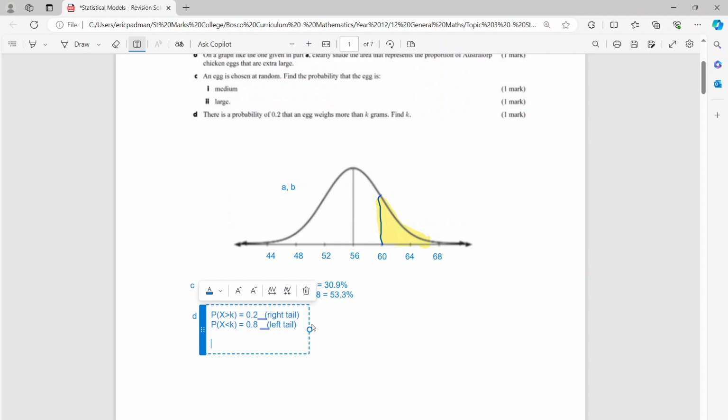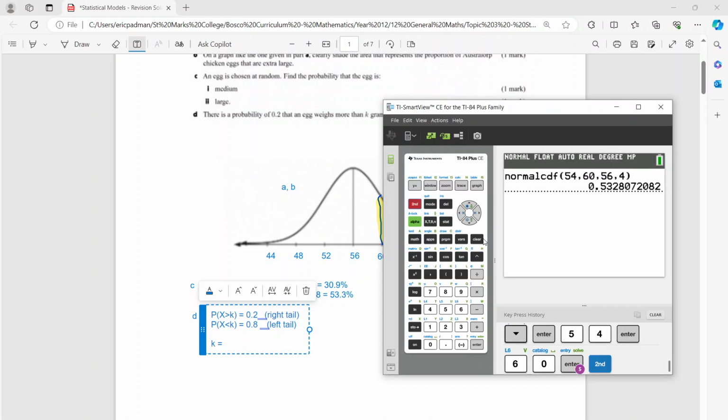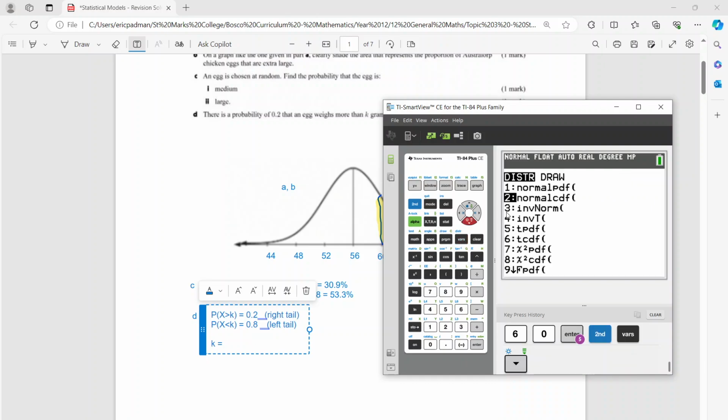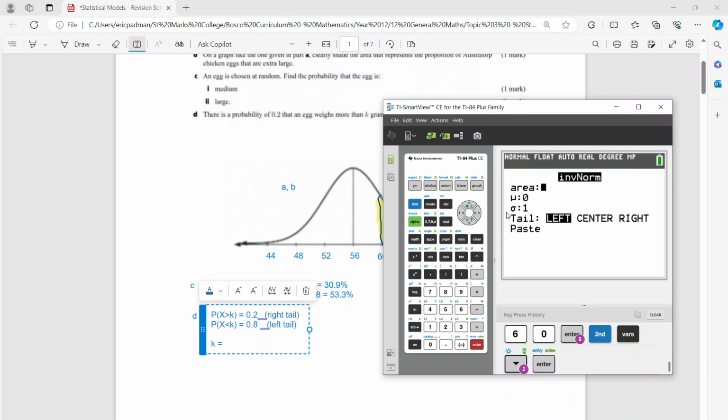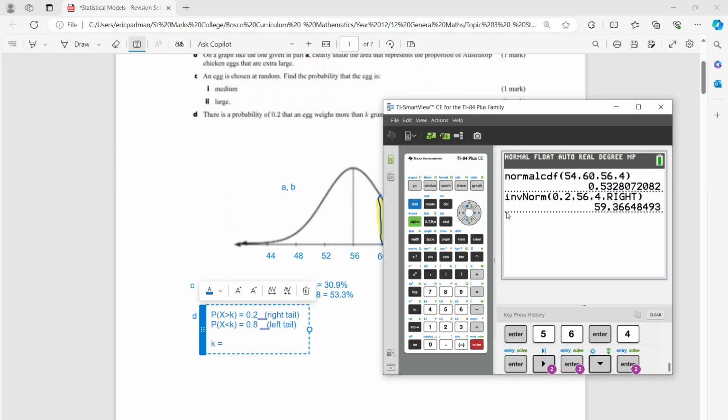Okay, K equals. Let's go on our calculator. We're doing inverse normal. So area 0.02, mean of 56, standard deviation 4. I need a right tail from doing it that way. Okay, so 59.4.